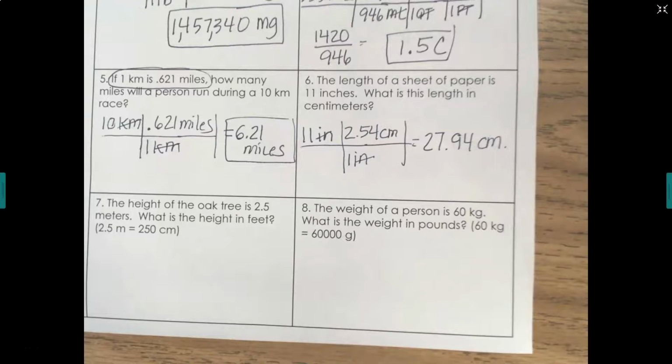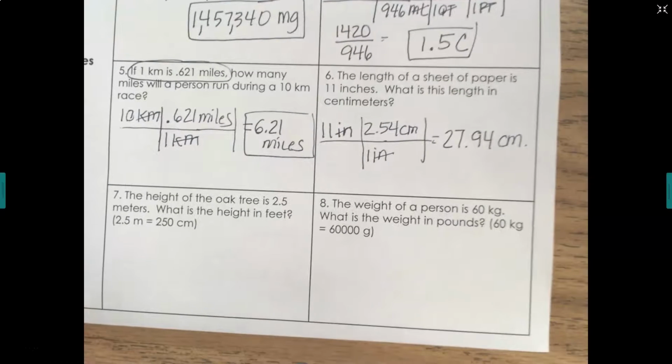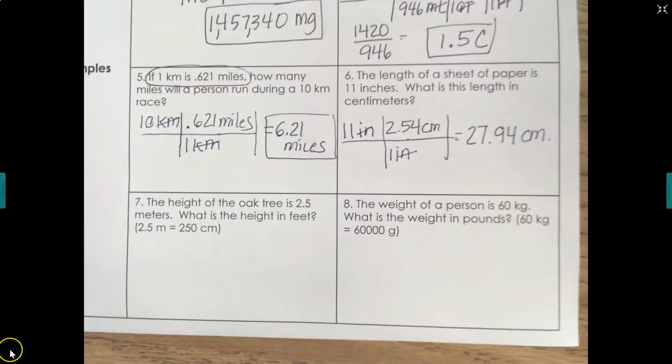All right. What I want you to do is try these last two. Notice they give you some hints on these last two. Try them on your own and then come back and see how you did.